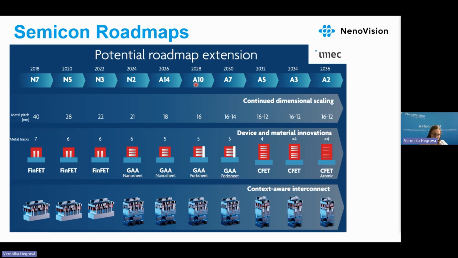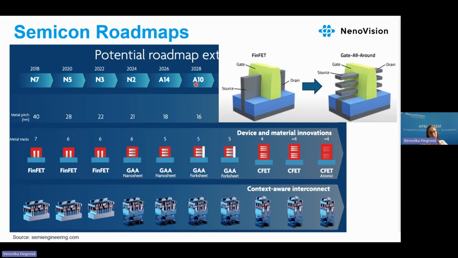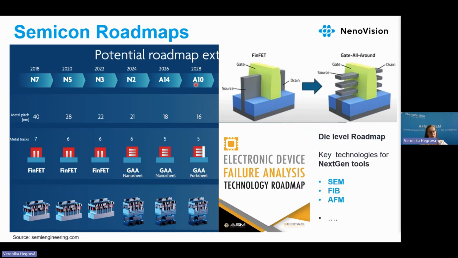So in order to get to smaller devices, the architecture of the semiconductor structures has to change, from FinFET to gate-all-around, and not only the architecture, but as well the technologies which fabricate them and find the failures. As EDFAS said in the magazine, there are several key technologies in the next-gen tools, and they described that SEM, focused ion beam, and AFM are included in the next-gen tools for such structures.